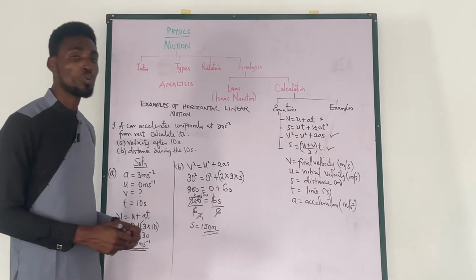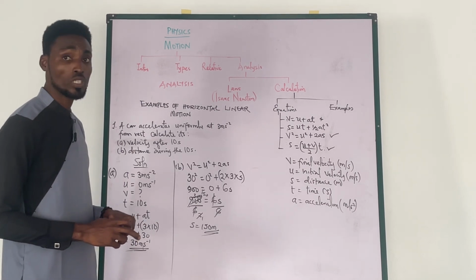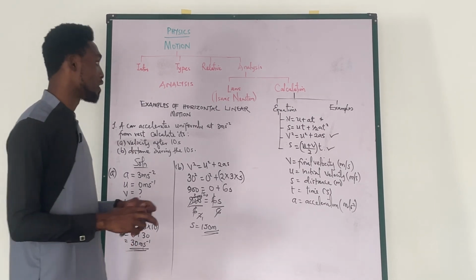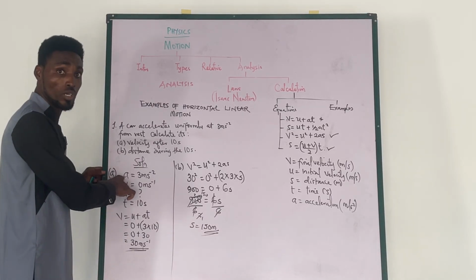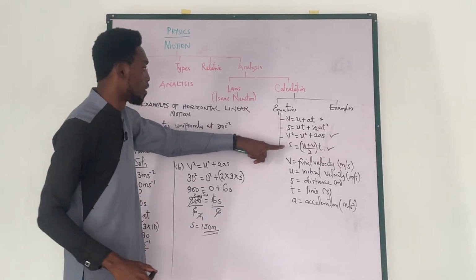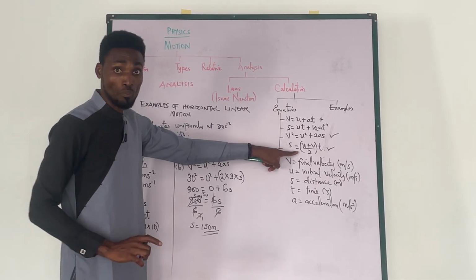So you can use multiple equations to solve a particular question, provided all this is available. I mean, if I don't have my A now, this formula will now be useless. All these ones will be useless. Only this will be useful if I don't have my A.